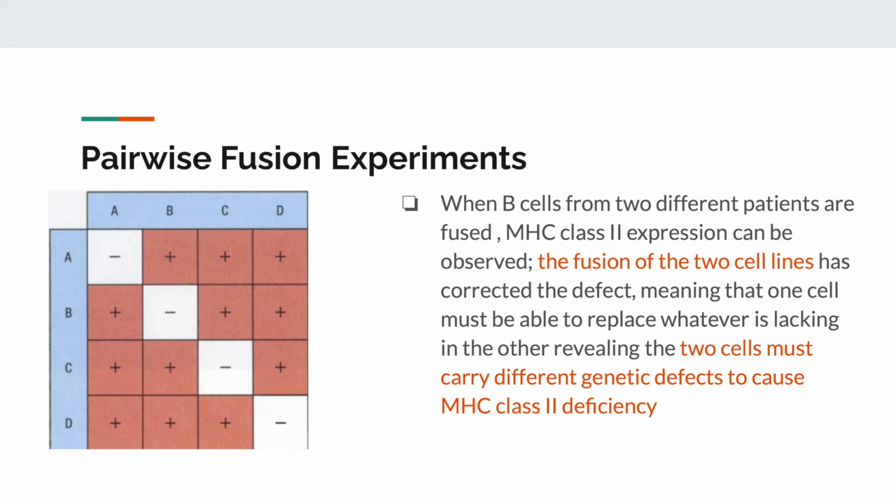The experiments involved in providing clues that led to the identification of the defect were pairwise fusion experiments. When B cells from two different patients are fused, MHC class 2 expression can be observed. The fusion of the two cell lines has corrected the defect, meaning that one cell must be able to replace whatever's lacking in the other, revealing that two cells must carry different genetic defects to cause MHC class 2 deficiency.